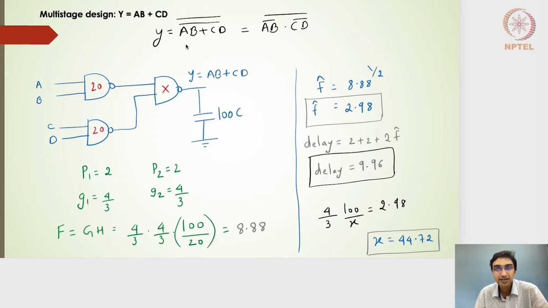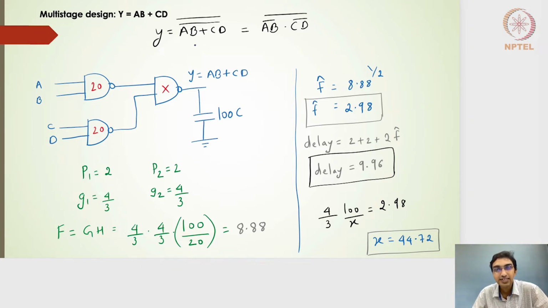Let's try to understand different techniques of designing combinational circuits. Here is one such example where we want the output to be equal to AB plus CD, where A, B, C and D are the inputs. I can have this in the form of a multi-stage design. Multi-stage means that in the first stage I will have some gates, and then the output of the first stage will be fed to the second stage. That is called a multi-stage design configuration.